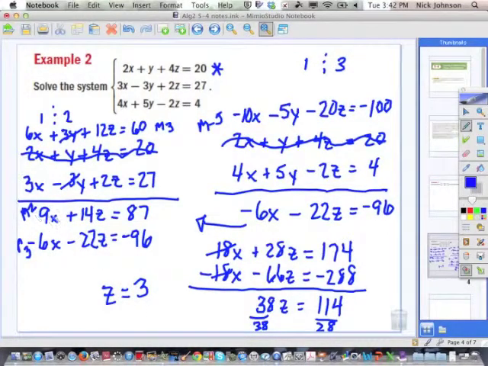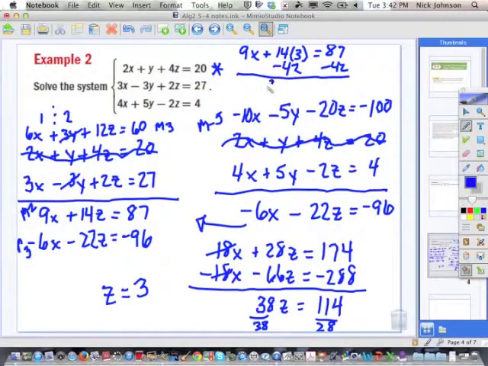Now that I know that z equals 3, what I can do is put it back into one of these equations right here of my x and z and find out what my x is. So I'm going to go right back up here. I'm going to write in 9x plus 14 times z. What's z now? Z is 3. Equals 87. Well, 14 times 3 is 42, so I'm going to subtract 42. Leaves me with 9x equals, and when I subtract that, I get 45. So looking at this now, I know x is 5.